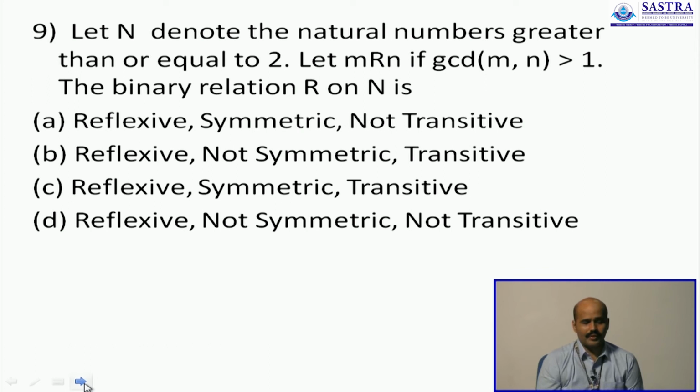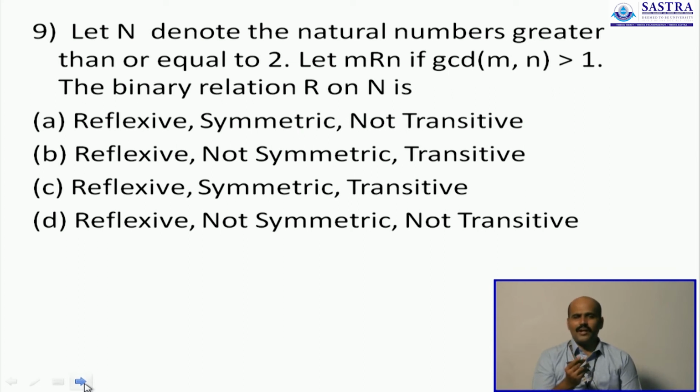And now we have a different relation. Let N denote the set of all natural numbers greater than or equal to 2. We have natural numbers greater than or equal to 2, and we say any two natural numbers m and n are related if their GCD is greater than 1.